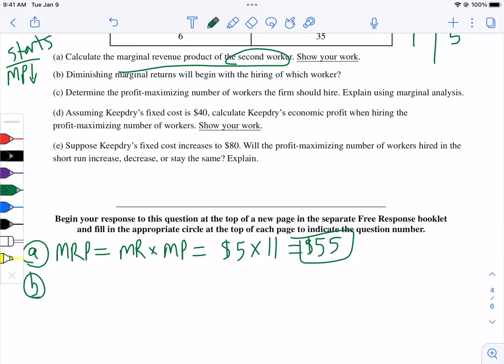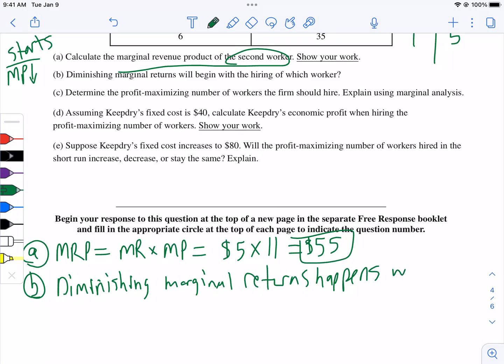So for part B, diminishing marginal returns happens when the third worker is hired.